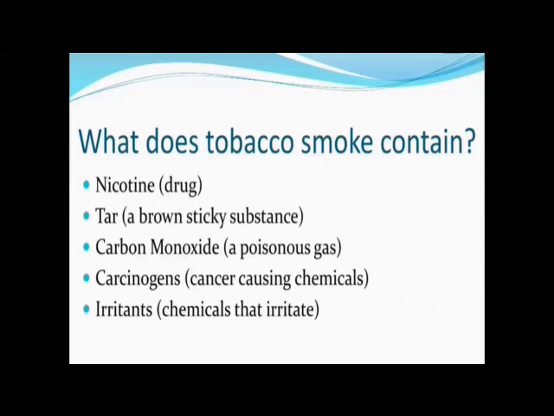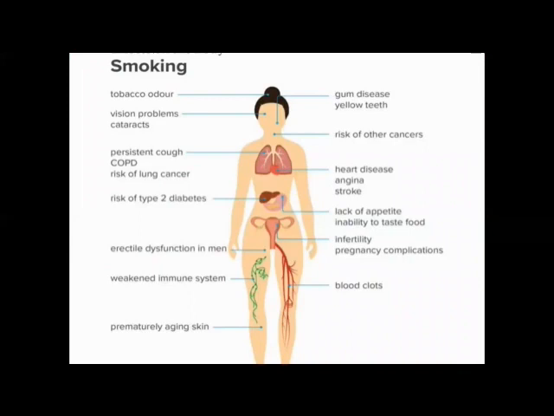Okay, so let's quickly go over the effects of smoking in general all over our body. So there's tobacco odor in your head. As I've told you, it dulls your senses, so you always feel the odor of tobacco. Then there's gum disease, and you've probably seen that smokers have yellow teeth. There might be vision problems, cataracts, risk of other cancers. Then heart disease, angina, stroke.